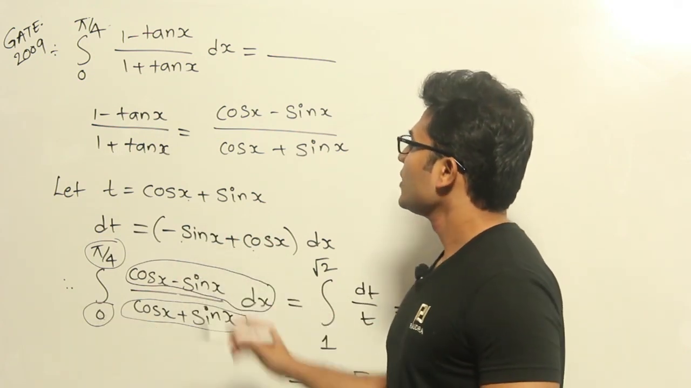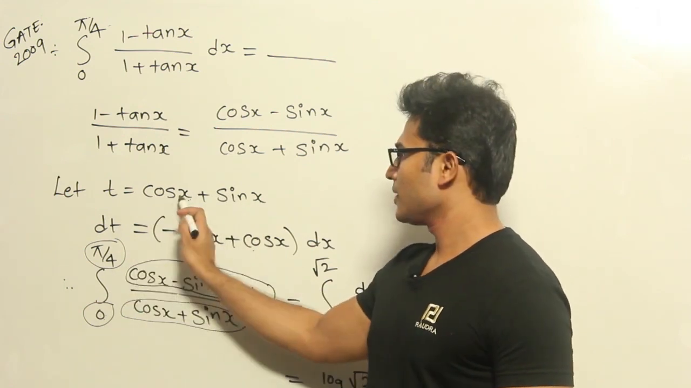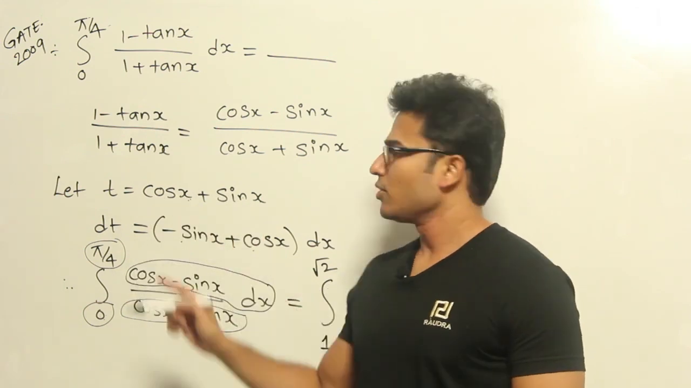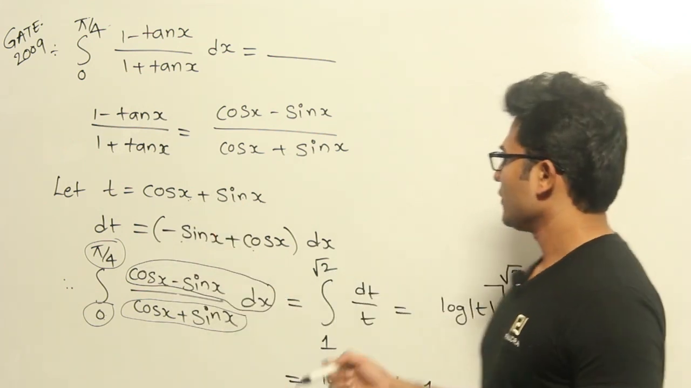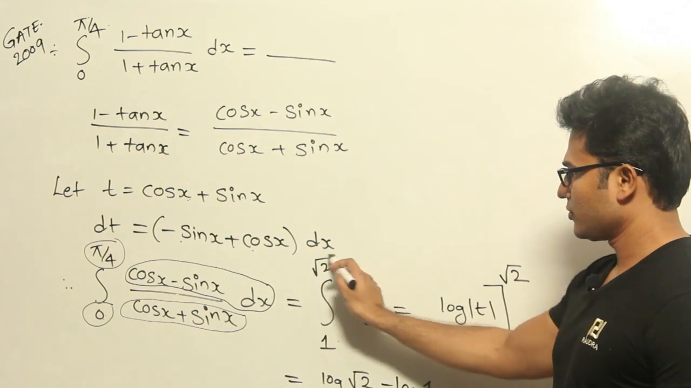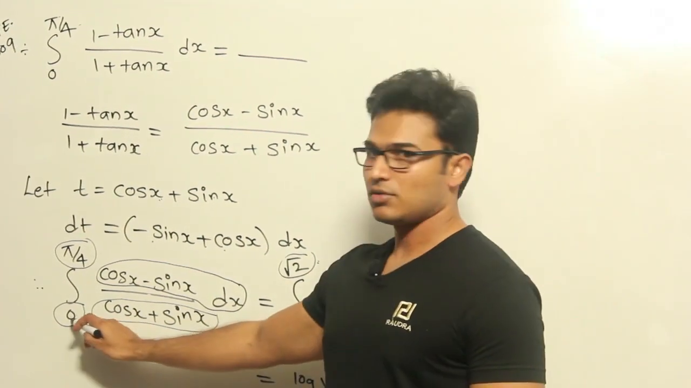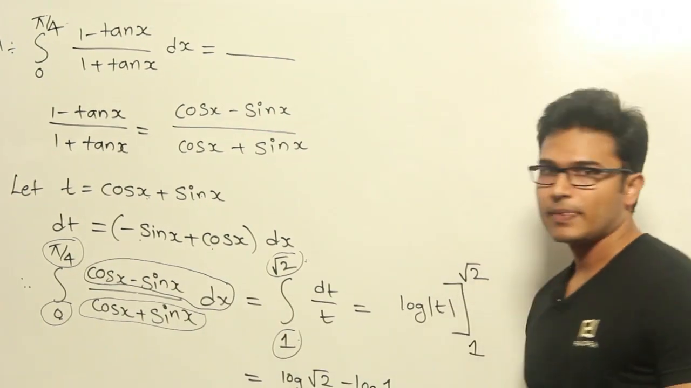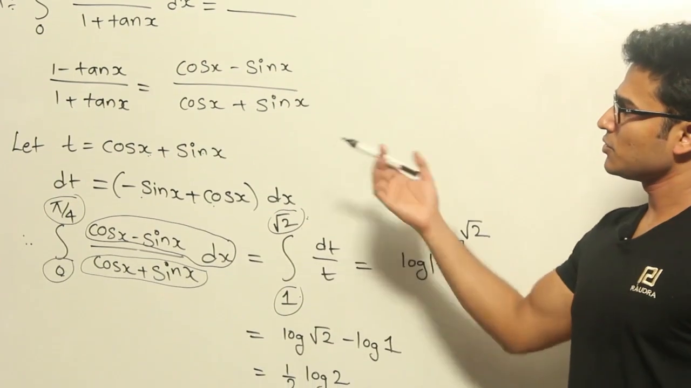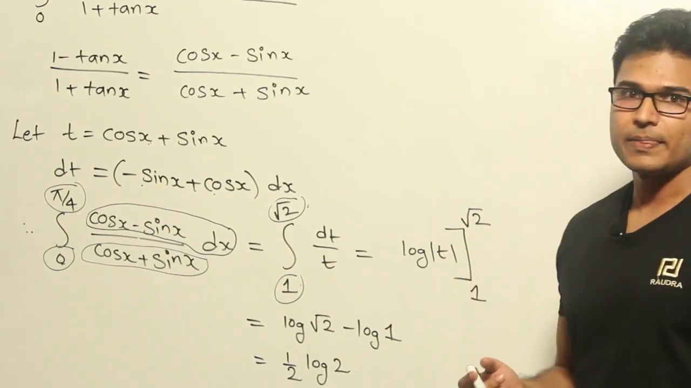You are going to get cos 0 plus sin 0, which means 1. And when you substitute pi by 4 here, you are going to get 1 by root 2 plus 1 by root 2, which means 2 by root 2, which means root 2. Therefore, it is from 1 to root 2. Wherever it was 0, you get 1, and wherever it was pi by 4, you get root 2, which means the interval for x is from 0 to pi by 4, and the interval for t is from 1 to root 2, right?